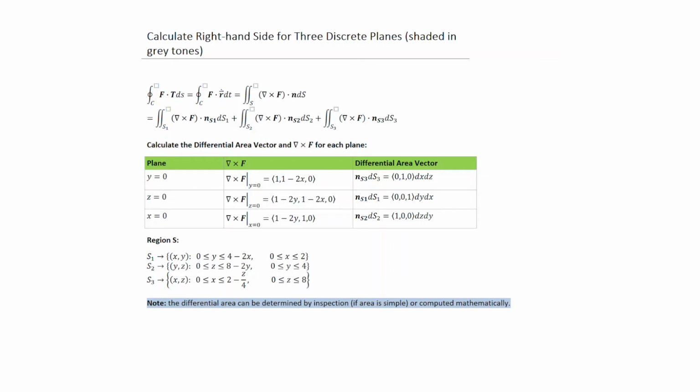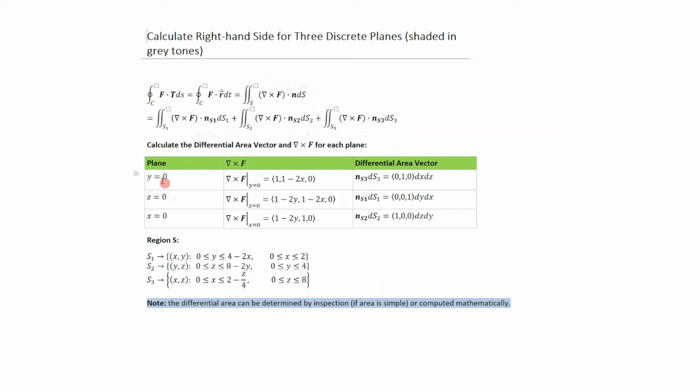Okay, now let's do the three discrete planes. Since we're going to do the curl over a surface that is not smooth, but consists of three triangular segments, this double integral is actually the sum of three separate integrals over the individual surfaces, the three different triangular surfaces S1, S2, and S3. And so we need to compute for each one of these cases what the curl of F is and what n dS is.